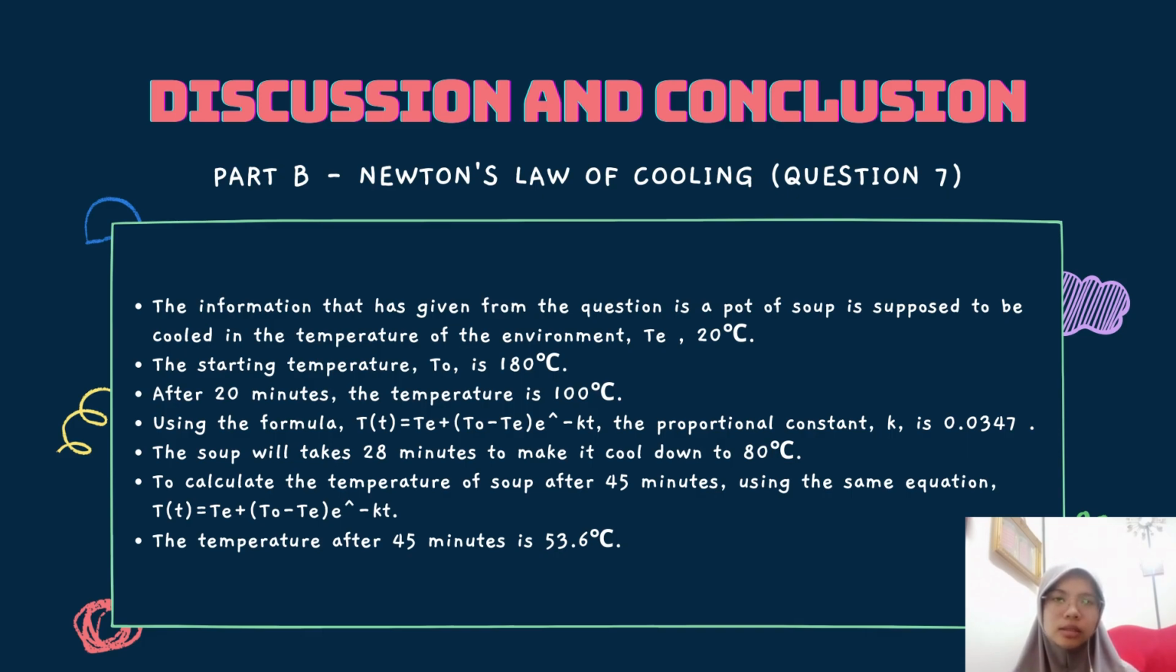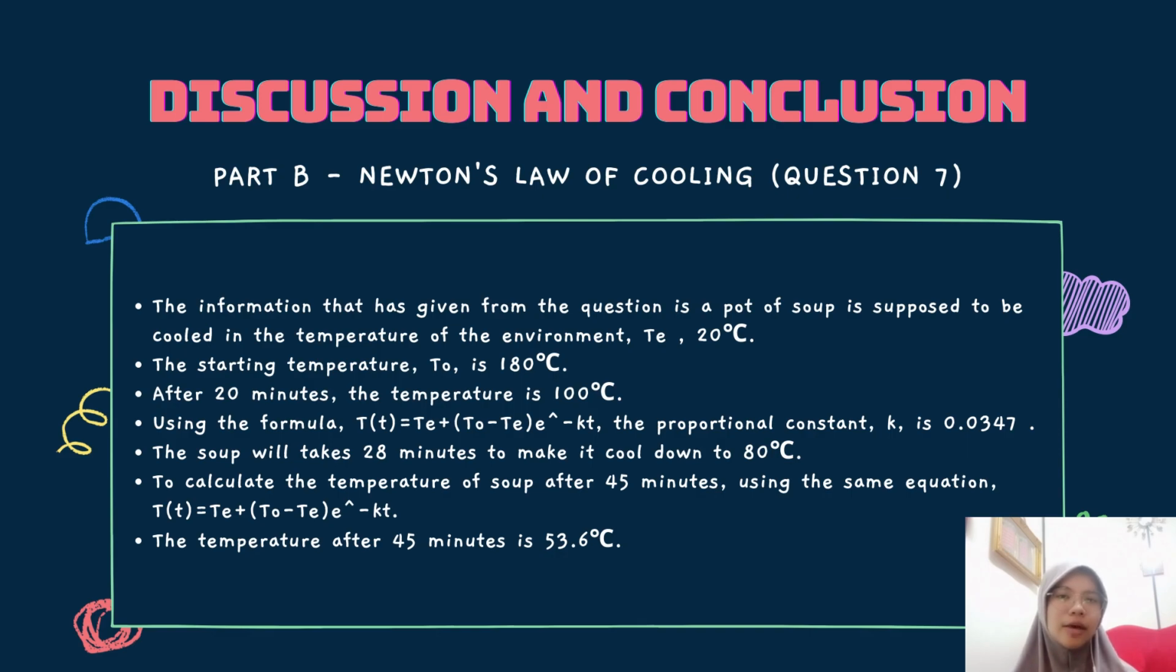Using the formula, T(t) equal to TE plus (T0 minus TE) multiplied by e to the power of negative Kt, the proportional constant K is 0.0347. This will take time t around 28 minutes to make it cool down to the temperature 80 degrees Celsius.